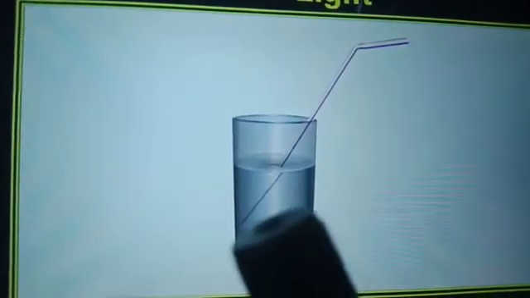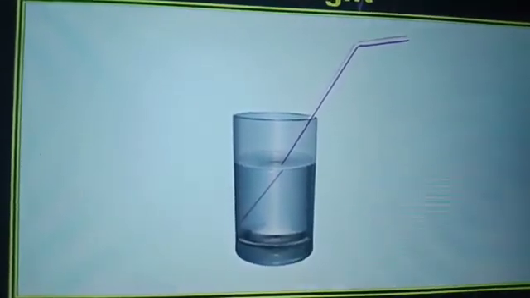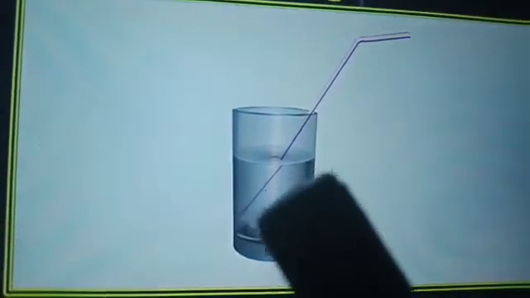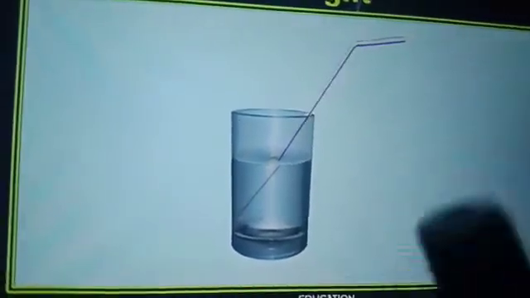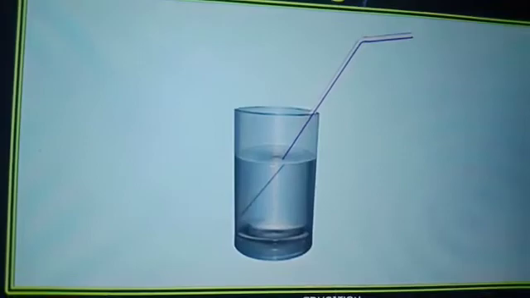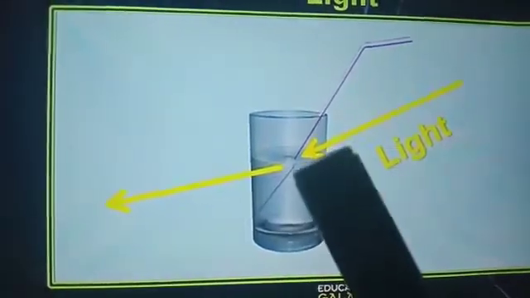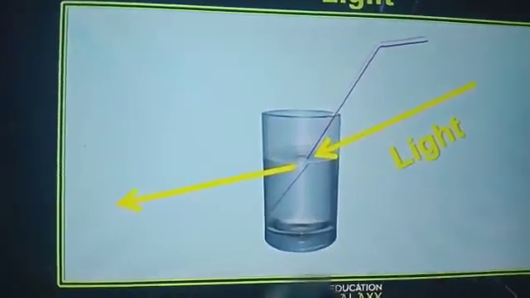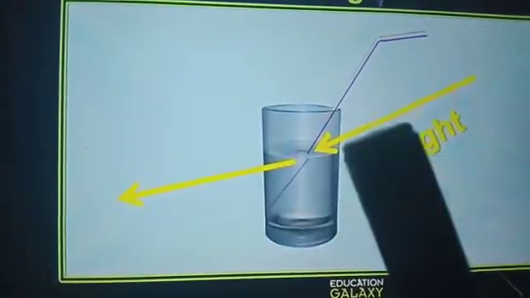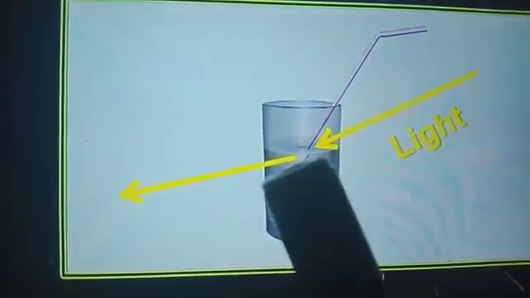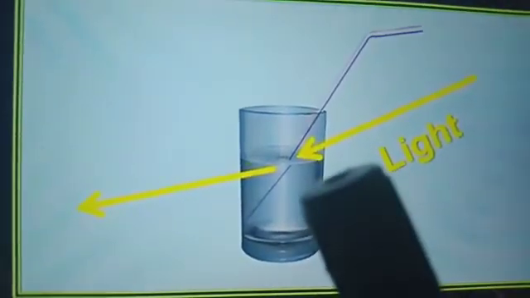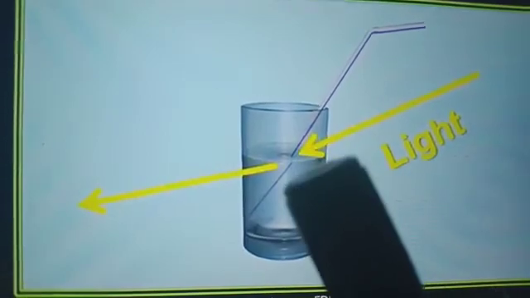Take a glass, half fill it with water, and place a pencil or straw in the water. Now look through the side of your glass. Look here, the straw looks bent when it meets the water. So this proves that light bends when it travels from one clear substance to another. This picture shows that the objects in the water look bent.